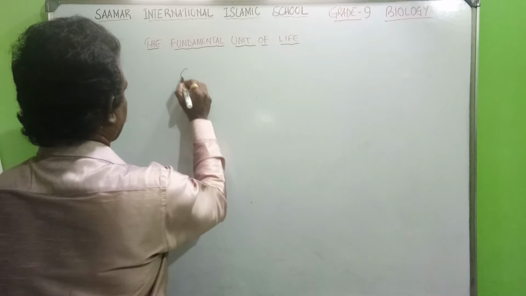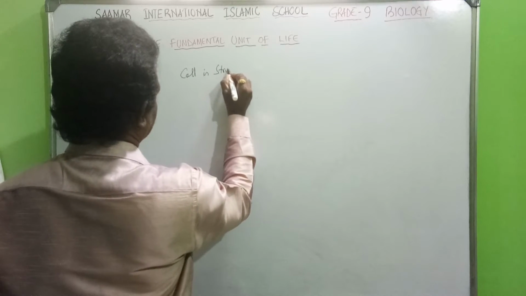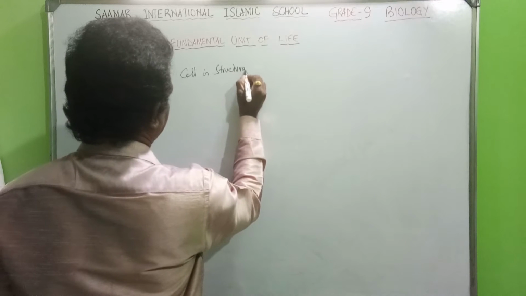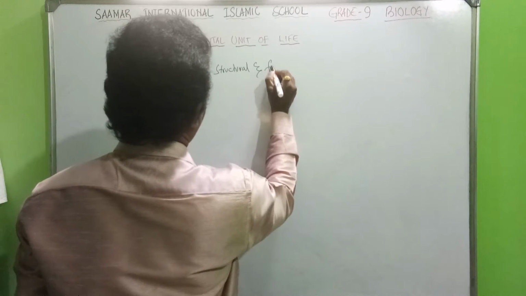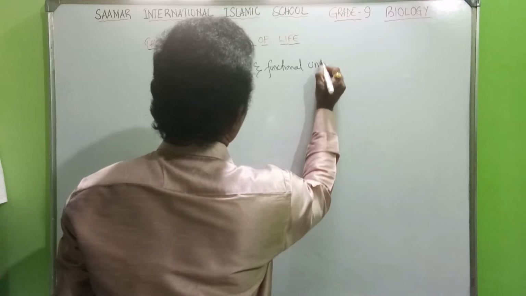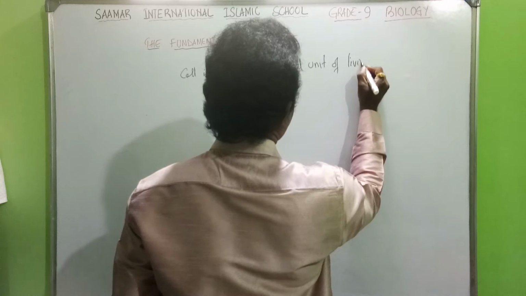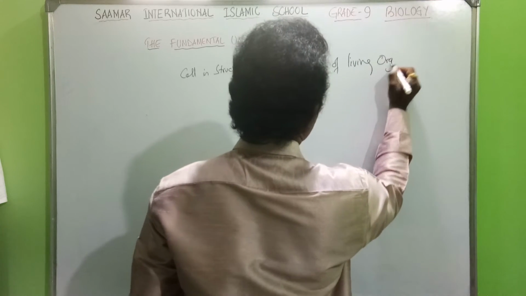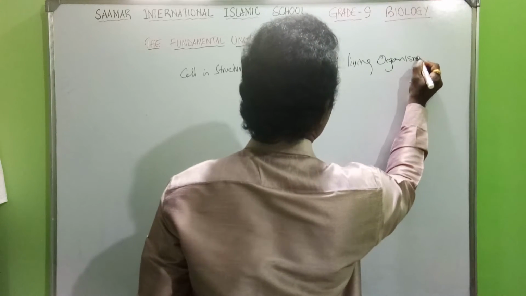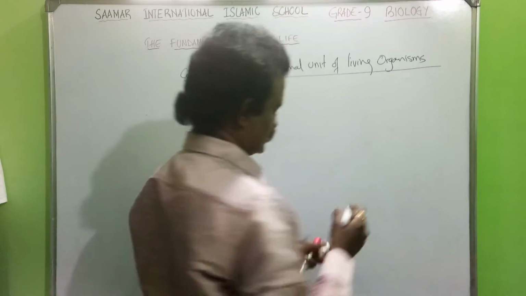The cell is the structural and functional unit of living organism. It is called the cell. Is it clear?